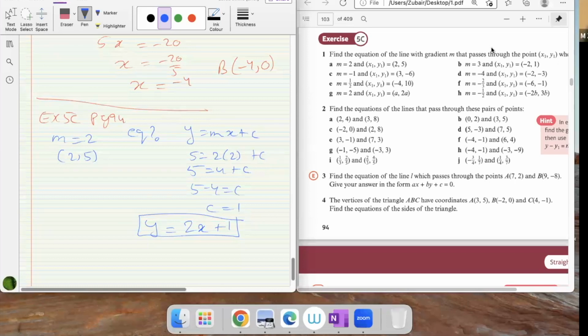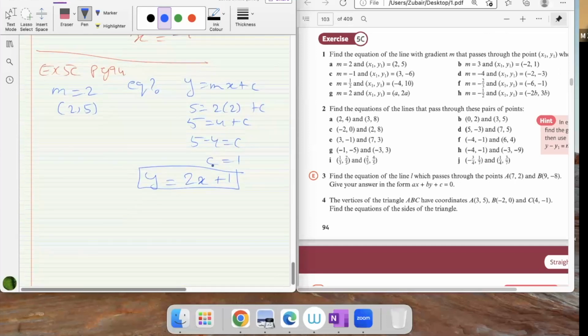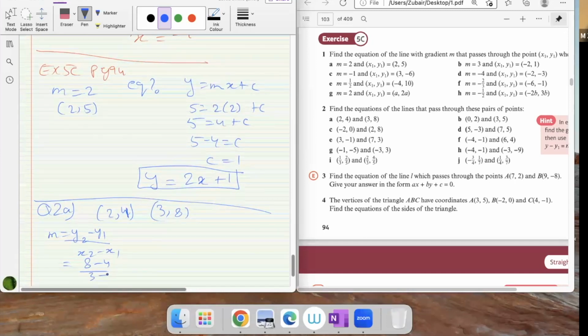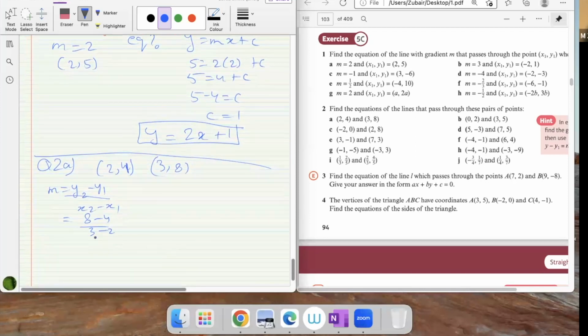Okay, exercise 5C, question 2. Now, there is one additional task in this, that the gradient is not given. So first we'll go for the gradient and then the equation. Question 2, A part, it says 2 comma 4 and 3 comma 8. We do have the points, but the gradient is missing. So gradient is y2 minus y1 over x2 minus x1, 8 minus 4 by 3 minus 2, which is 4 by 1, that is 4.